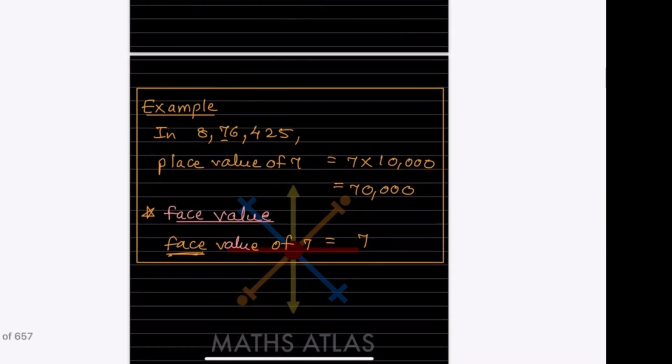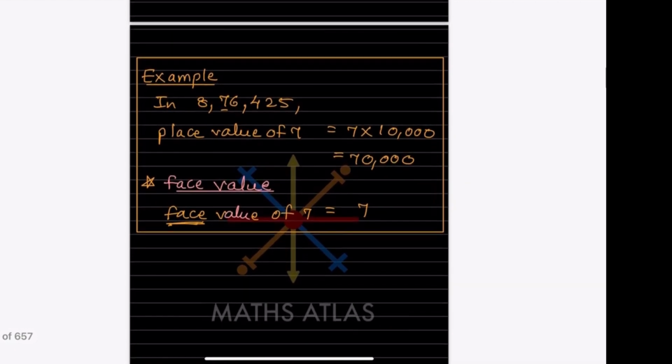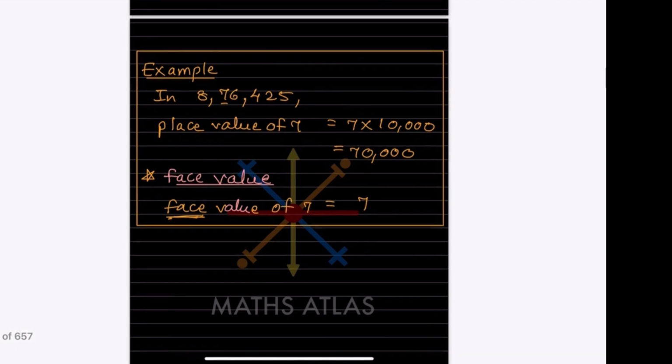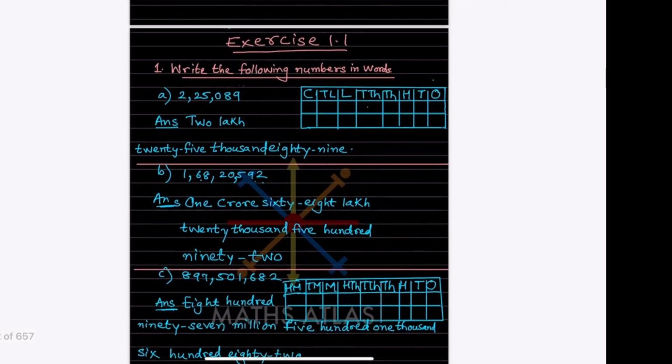So later on, again for this also, we will see, this was just a brief explanation of the face value and the place value. Again, we will see more examples on this one. So now we will go directly for the exercise. Okay. So now what they have asked for the first question is write the following numbers in words.